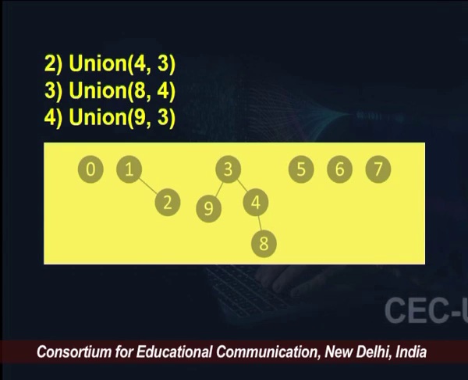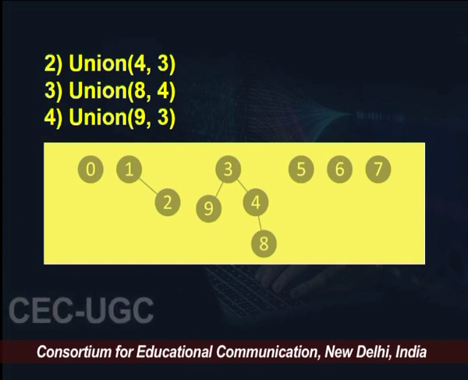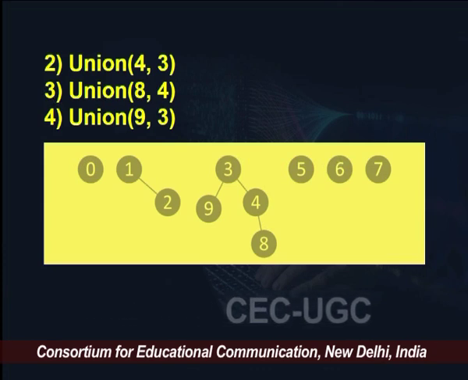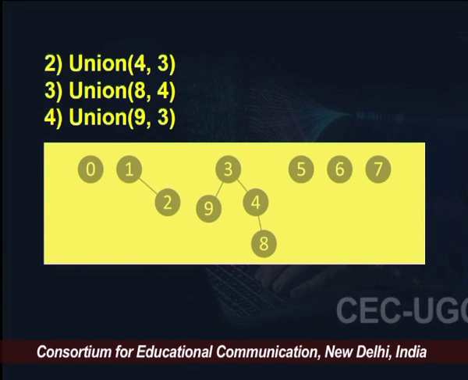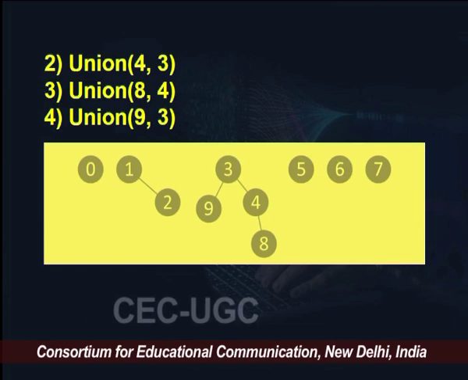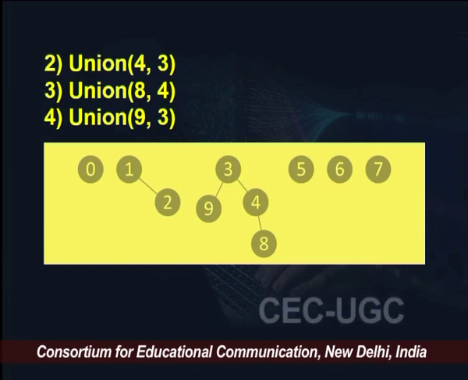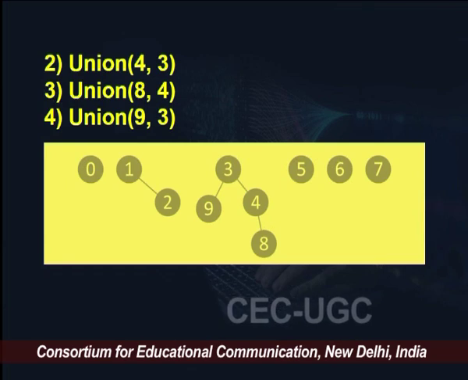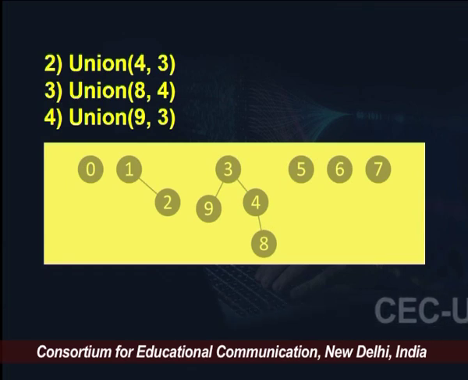So whatever set is having 4 will be merged, or will be union, with the subset which is having 8 as its element. So this is going to give a connectivity or an edge, I can say, between the elements 4 and 8. Similarly, if we proceed with the next step, which is union 9, 3. So union 9, 3 is going to give me an edge or a link between 3 and 9.